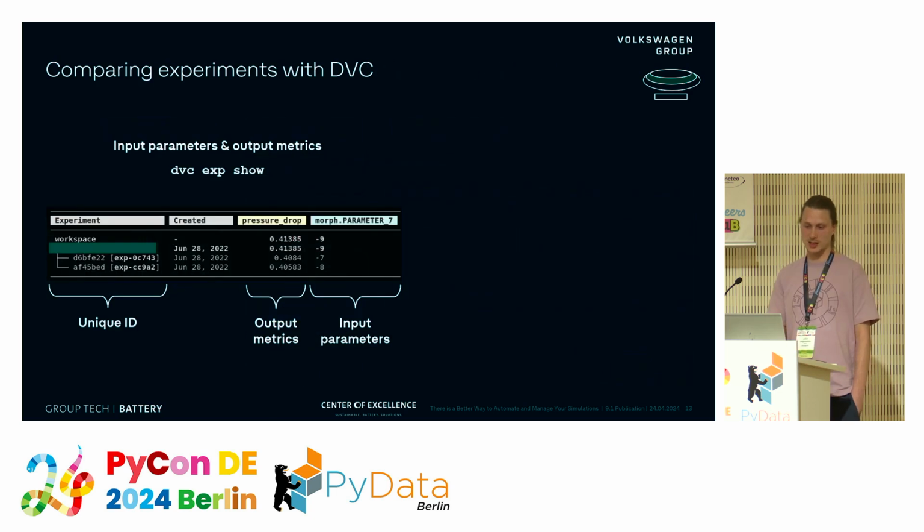So how does this look like if you execute DVC exp show? I've brought you here the table, and we can see here every experiment gets a unique ID and when it was executed. So those are from some tests I did 2 years ago. And then we can see here our pressure drop has changed based on some morphing parameters we applied here. And this is, I think, really nice.